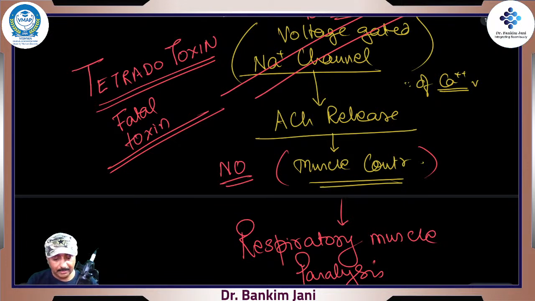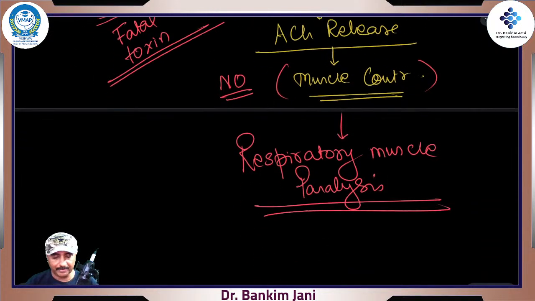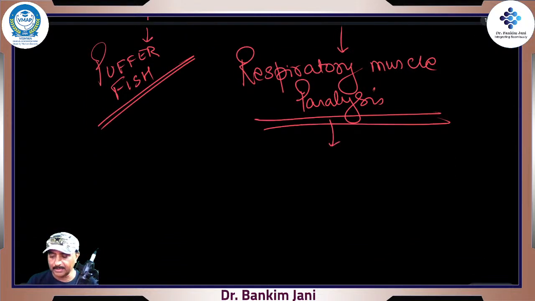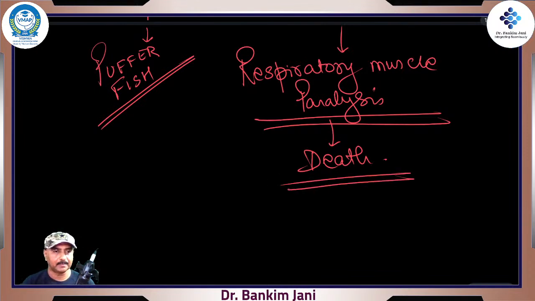Have you heard of puffer fish? This is a sort of fish called the puffer fish. In the sting of puffer fish, this toxin is there. So yes, people extract it and it can be used for various purposes, but when respiratory muscle paralysis occurs, it definitely leads to death.